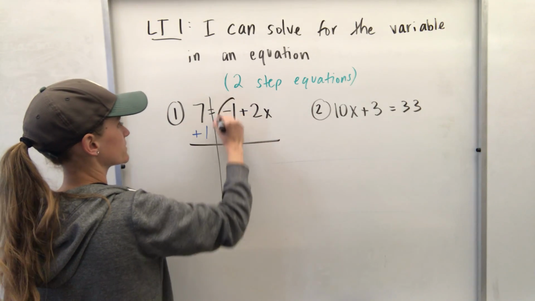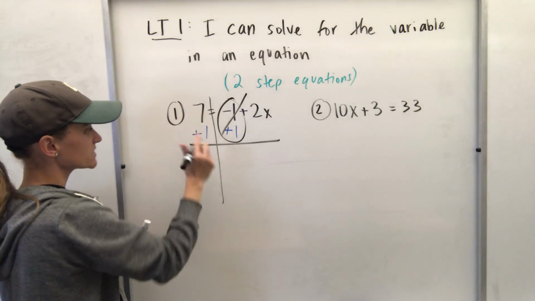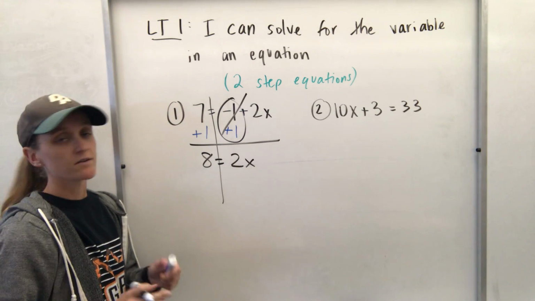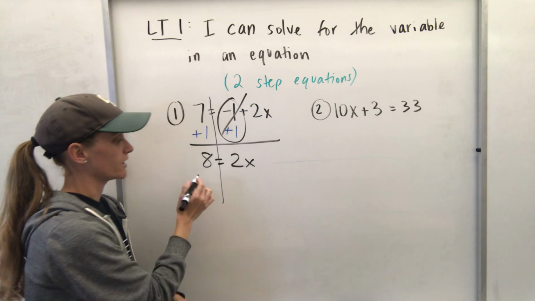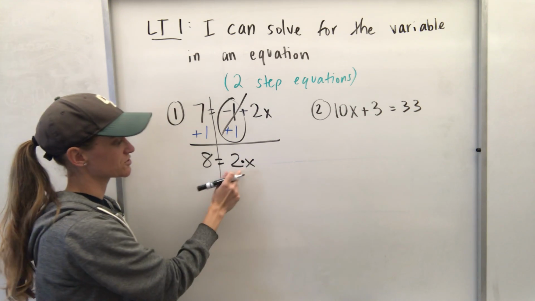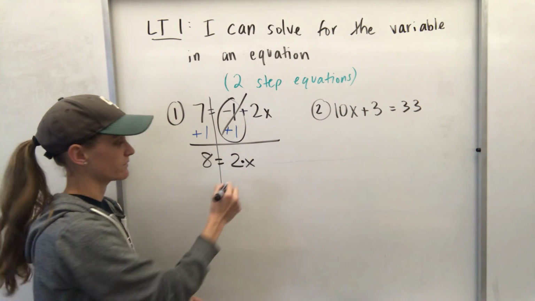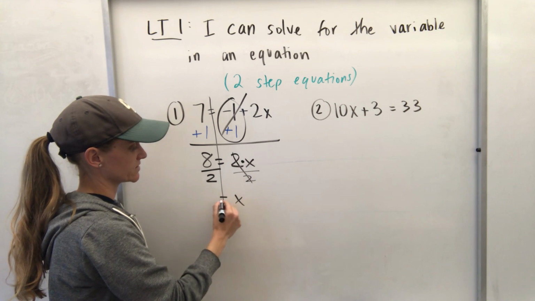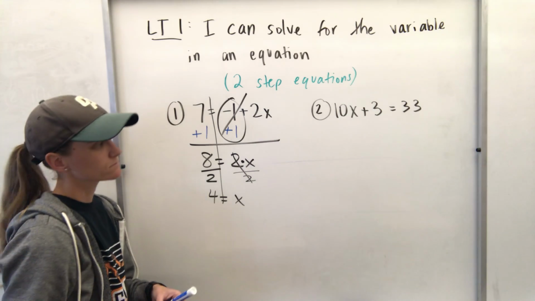So once I do that, this is a 0 pair. 7 plus 1 is 8. And I just bring down that 2x. And then now that I've moved the units over, I'm just going to divide. So this is 2 times x, so the opposite would be dividing by 2. And then these cancel, and x is going to be equal to 4.